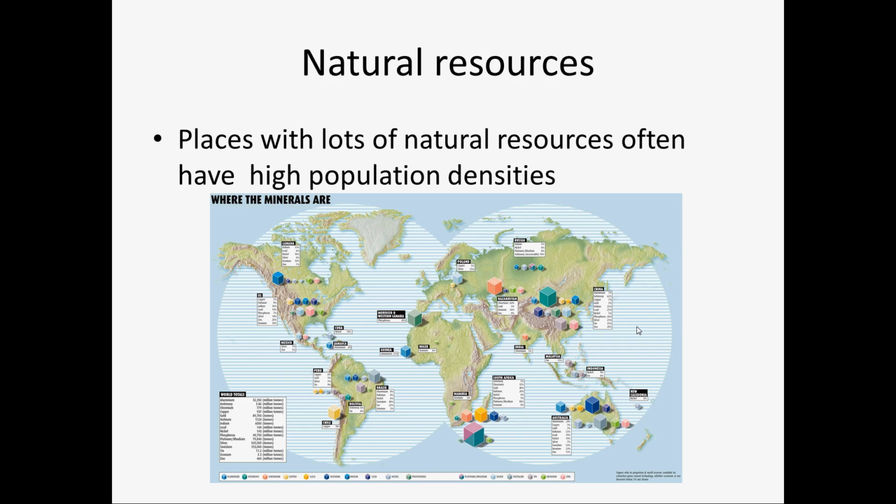Now these places with lots of natural resources often have high population densities, as you can imagine. This map doesn't show everything, but it gives you a good idea. There's lots in America, there's lots in Brazil, there's lots in China, obviously there's some in Africa and Europe, you just can't really see it very well. So yeah, you can get two maps next to each other that show the resources of the world and the population density, and you'll notice lots of resources equals lots of population.